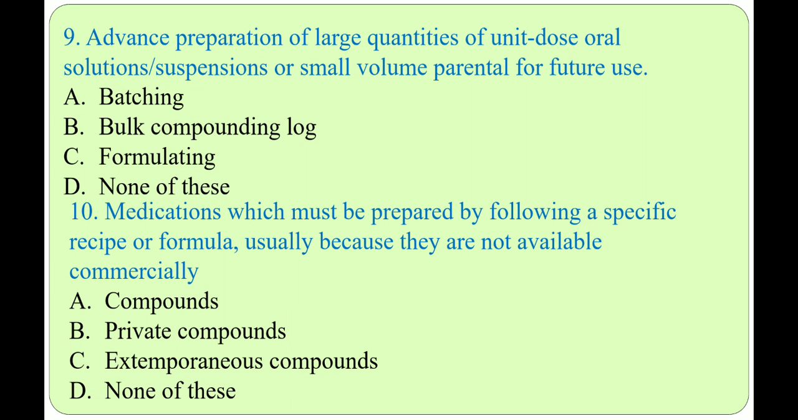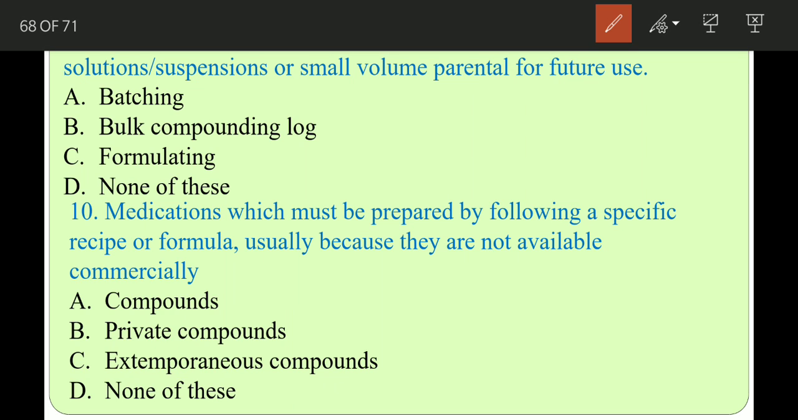Next question is, advanced preparation of large quantities of unit dose oral solutions or suspensions or small volume parenterals for future use. So the options are A. Batching, B. Bulk compounding log, C. Formulating, D. None of these. So the correct option is B, that is bulk compounding log.